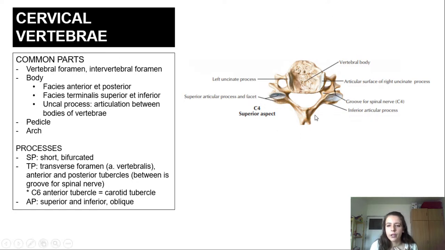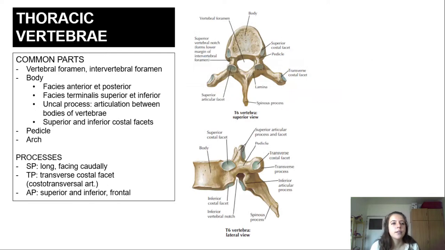Spinous process, short and bifurcated. Transverse process, short with the transverse foramen, anterior and posterior tubercles, curved for the spinal nerve. You can see it here better. And then the articular process, so basically superior and inferior articular processes and facets.